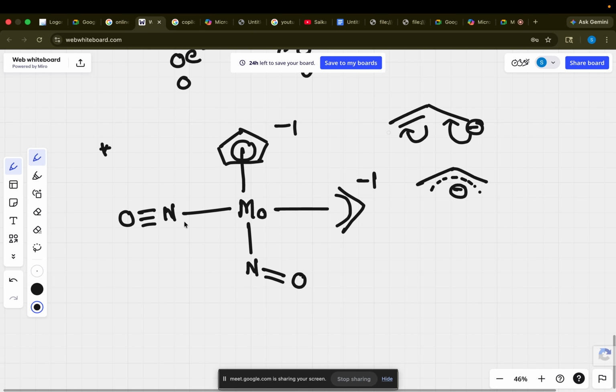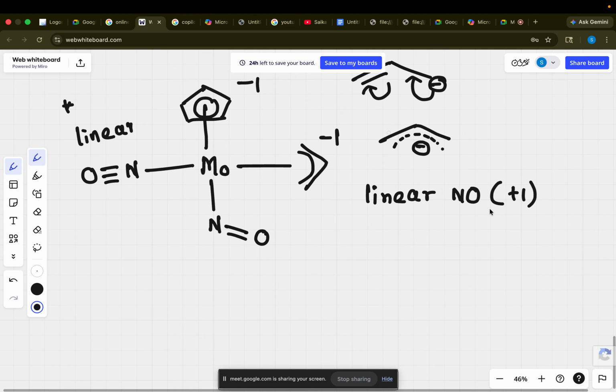Now what about this nitrosyl? Write down one thing here: if you have linear nitrosyl, the formal charge will be +1. And if you have bent nitrosyl, the formal charge will be -1. And one more thing, linear nitrosyl will donate 3 electrons, and bent nitrosyl will donate 1 electron.